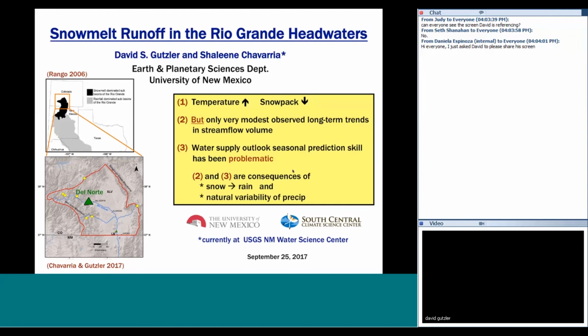And we combine that, and I'll say a few words about point 3, which is relating how these changes in hydrologic processes up in the headwaters have been working to degrade the quality of seasonal water supply outlooks over the last several decades.